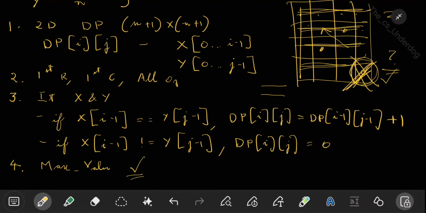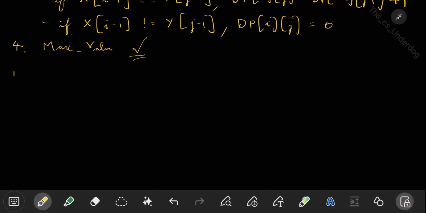So let us say you want to write the function longest common substring. It will look something like this: longest common substring of x and y. x and y are the two strings. What do you want to do first? First thing is, you want to find m and n, which are the lengths. So m is equal to length of x, and n is equal to length of y. What are the other things?